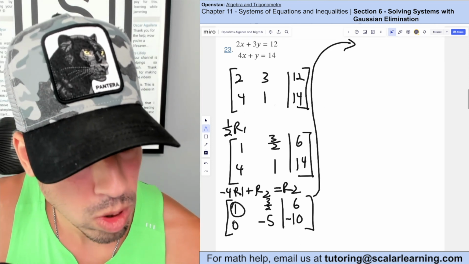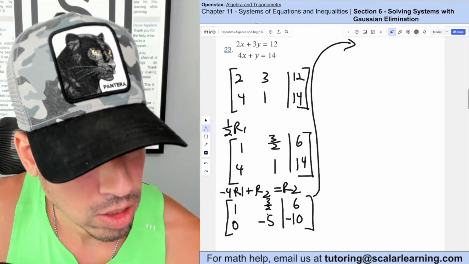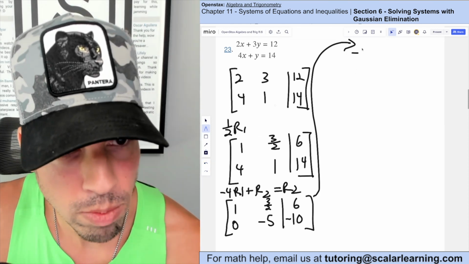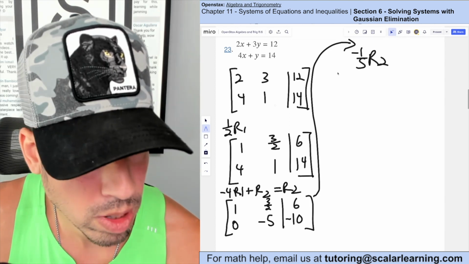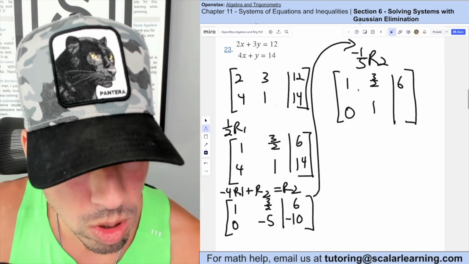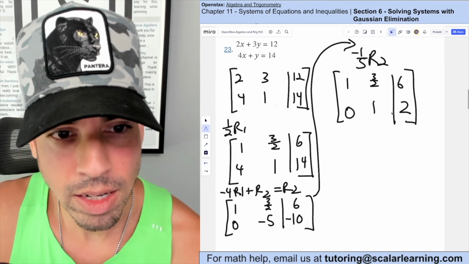Next, again, I'm trying to get 1, 0, 1, 0 like that. So next, let's flip this one to 1, and I can do that by multiplying the bottom row by negative 1/5, the reciprocal of negative 5. So negative 1/5 times row 2, let's write it out. Negative 1/5 times 0 is 0, negative 1/5 times negative 5 is 1, and then times negative 10 is 2. Great. Last but not least, we've got to flip that to 0.